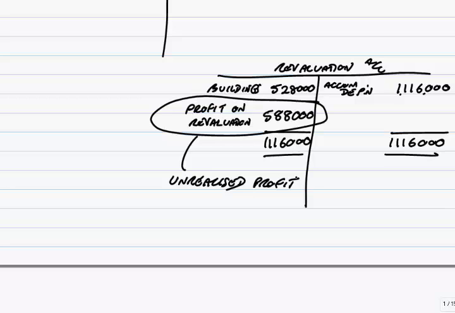And, as you'll see in a later chapter, because it's an unrealized profit, in fact we keep it separate. It goes to something called a revaluation reserve. But we'll look at that in a later chapter when we talk about limited companies.